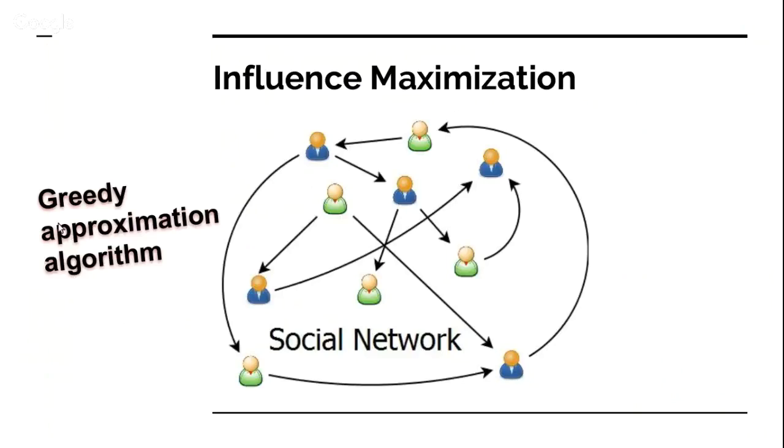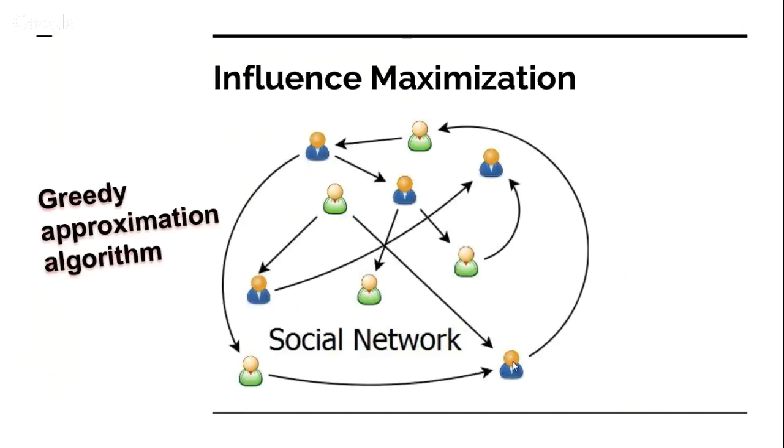So the greedy approach is something very simple. I'm just tempted to tell you. It says that you already know the independent cascade model, and you can simulate it. So maybe you just take one person, maybe this guy over here, and simulate your independent cascade model and see how many people you can infect till the end. What is the maximum influence you create if you start with this node?